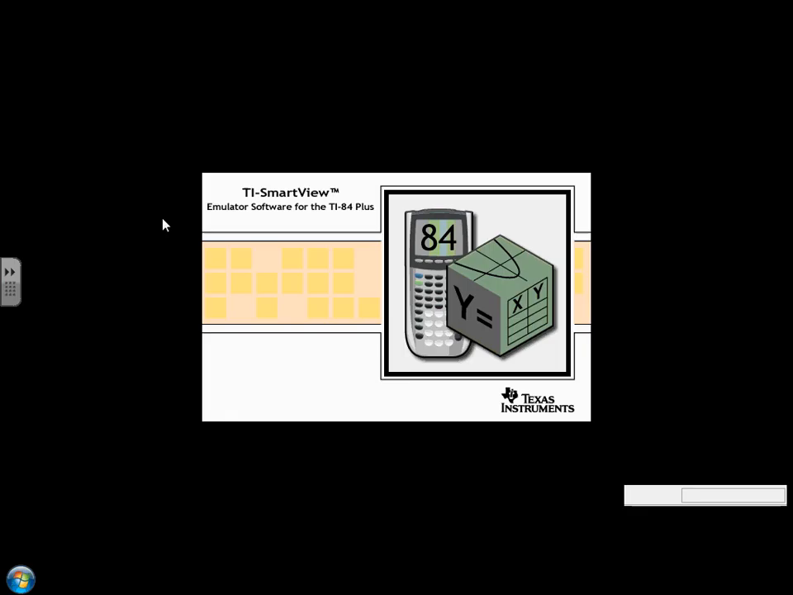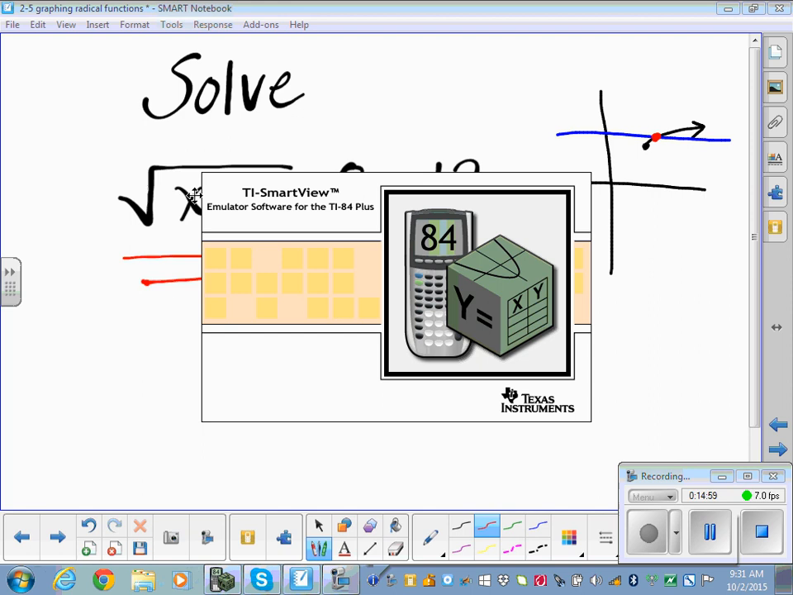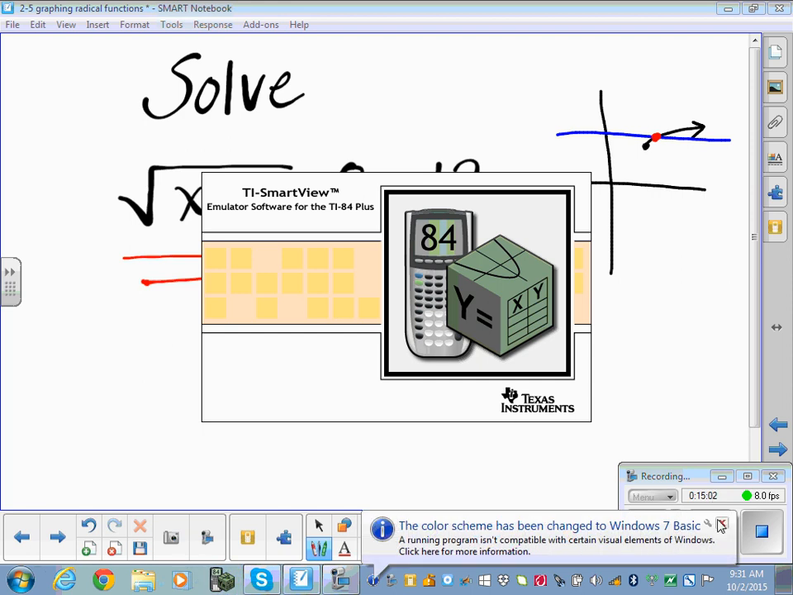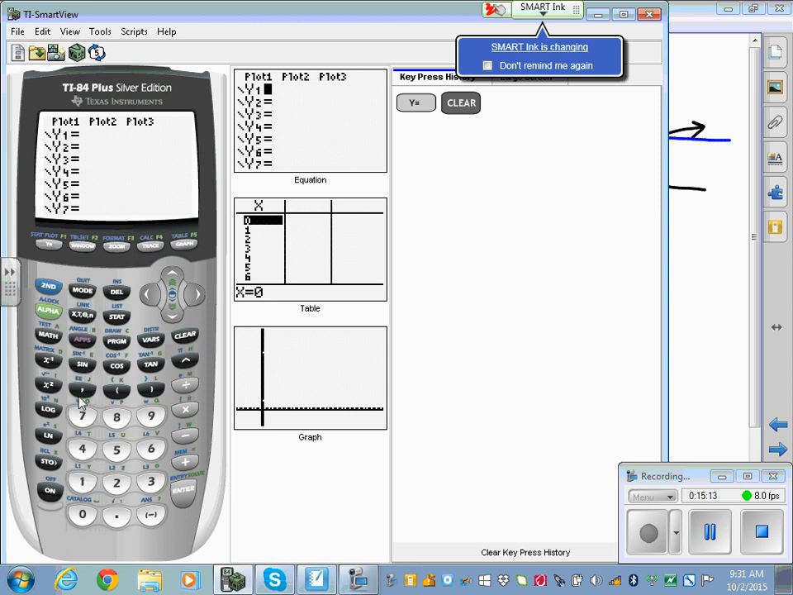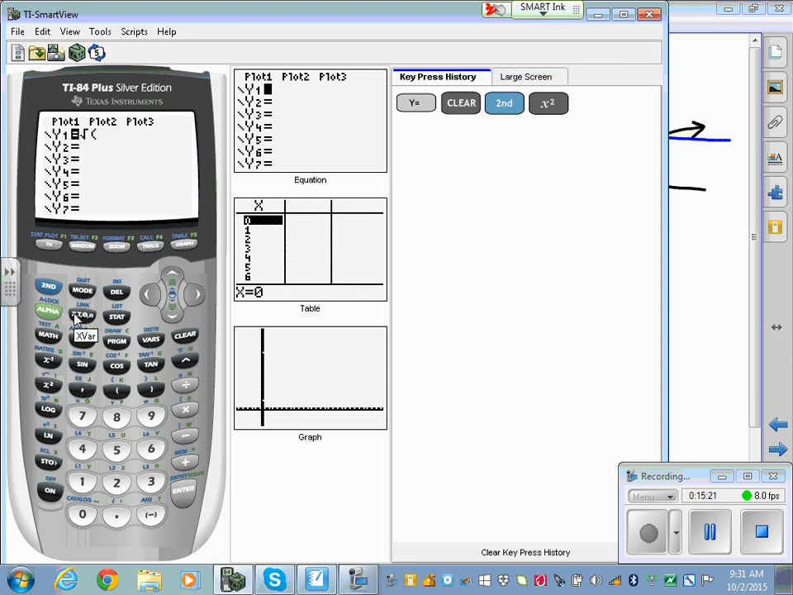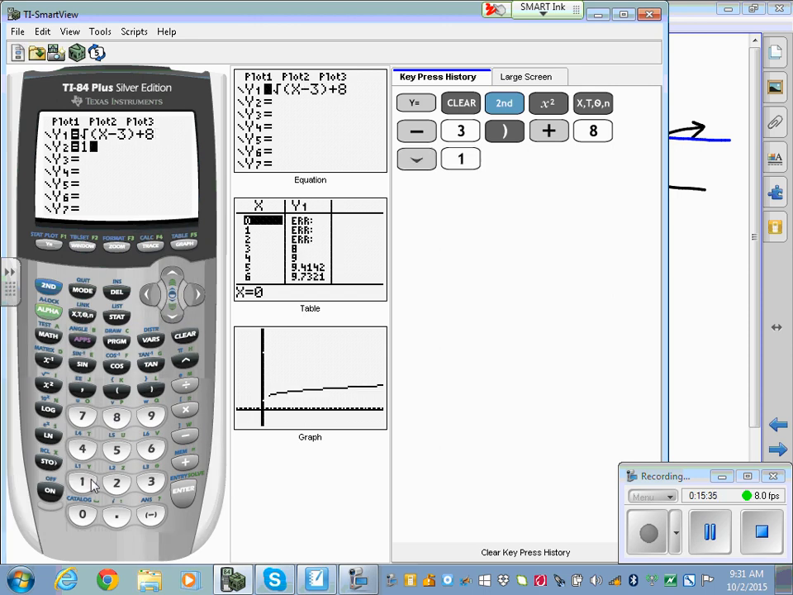So type into your calculator. Go to y equals. You've got to type them in differently. So you'll type in the square root, second square, which puts in the square root. It was x minus 3, right? Yes, x minus 3, close your parentheses, plus 8. That's our first function, right? Our second function, you'll graph in y2, is 12.